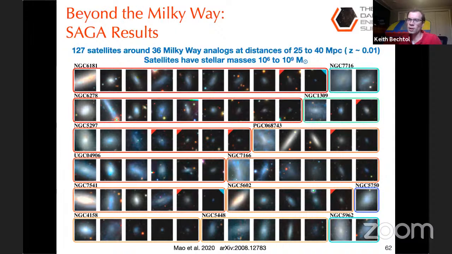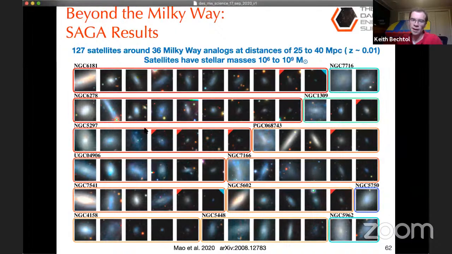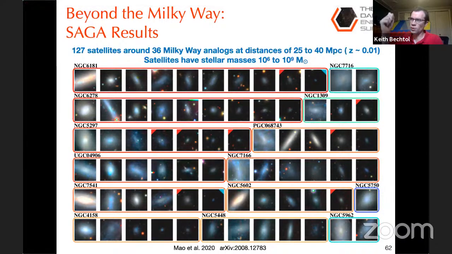In particular, they're looking at these Milky Way analogs at distances of a few tens of megaparsecs. And the way that they identify a given galaxy as being a satellite is that they pick out these faint, low surface brightness objects in the imaging data, part of which comes from DES. They obtain spectroscopic follow-up, and they check that these galaxies are moving coherently with the host.